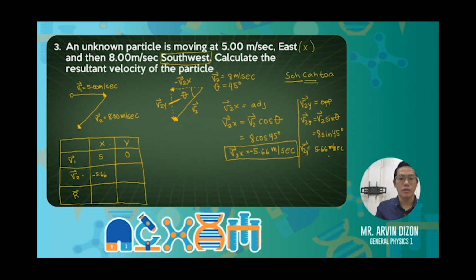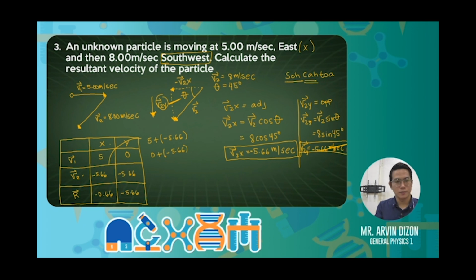Now, what will now be the sign of this? So still, V2y, as you can see here, is directed downward. So that will now be the negative y-axis. So this should be negative 5.66 also. So this is negative 5.66. Okay, now we have our value of our V2x and V2y. We can now add the following vector forces on the same dimensions. So this will be negative 0.66, and this will be negative 5.66. Remember that you have to add. So this would be 5 plus negative 5.66. This will be 0 plus negative 5.66. This is now our resultant vector in component form.